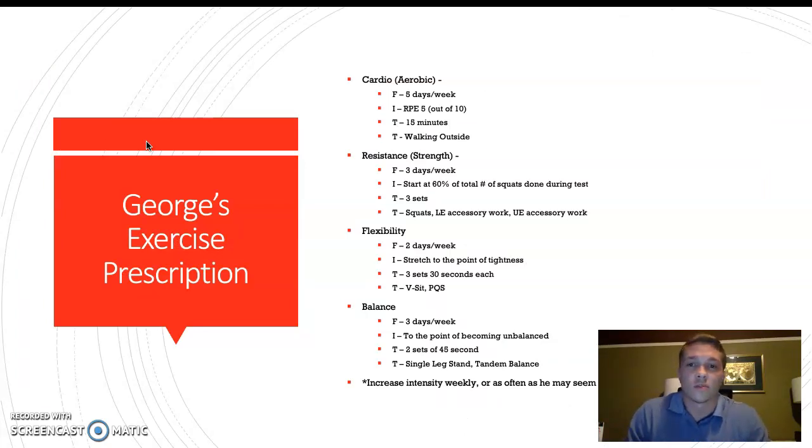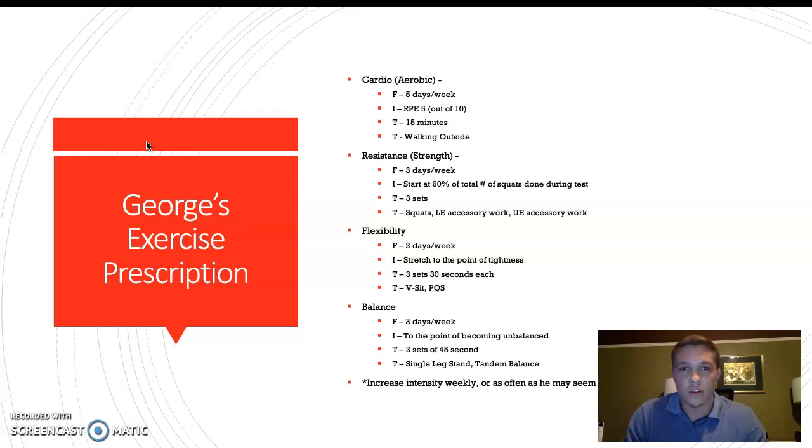So for the exercise prescription that I have for George, for cardio he's going to be doing 5 days a week with an RPE of about 5 out of 10, so about 50% intensity. He's going to be walking for 15 minutes outside, and that's, again, just to start. And then as he progresses, maybe we'll move it up to 20 minutes or 25 minutes, or maybe we'll start doing a light jog.